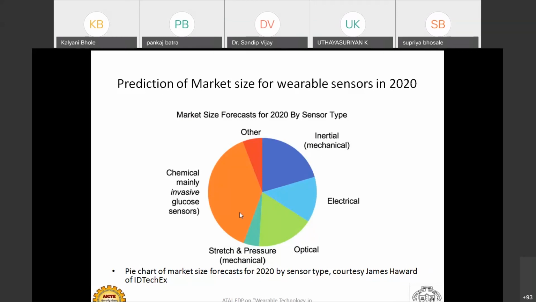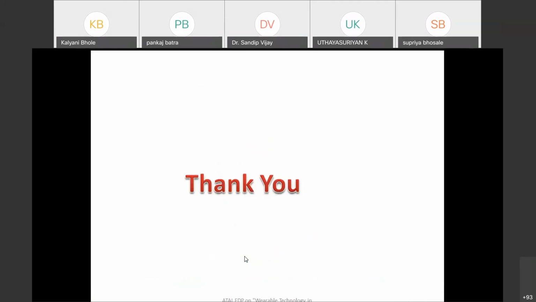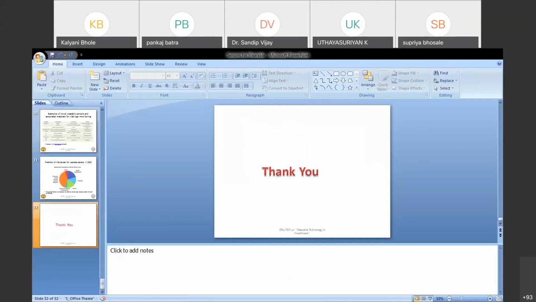So I just want to discuss here mainly this chemical sensor will take over and hold the market. Secondly, mechanical, then optical, then electrical, and then other stretch and pressure sensors. So that is what I wanted to discuss. Now let us take questions.